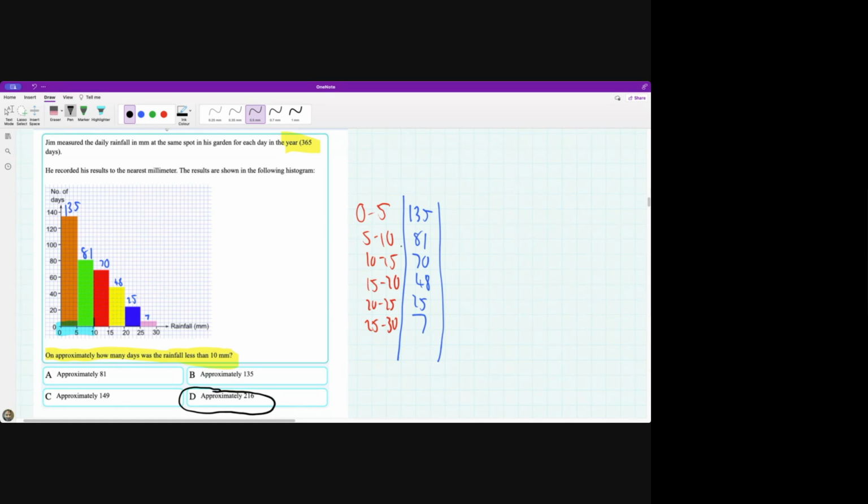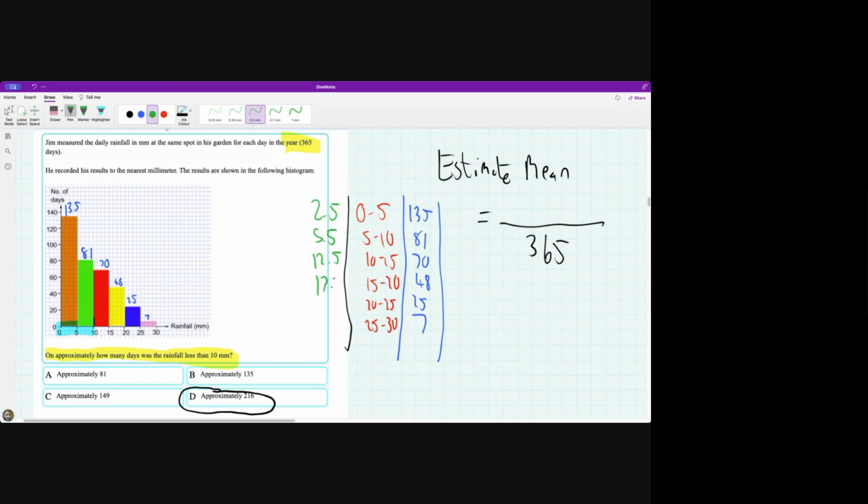Okay, now we are going to estimate the mean. Actually, you know what? We're not going to. Well, you can do that. The way you would do it, I'll just tell you. If you wanted to estimate the mean, you would ask how many total values are there? There's 365. Then you would ask what the midpoint of each interval is. The midpoints would be 2.5, 7.5, 12.5, 17.5, 22.5, 27.5.